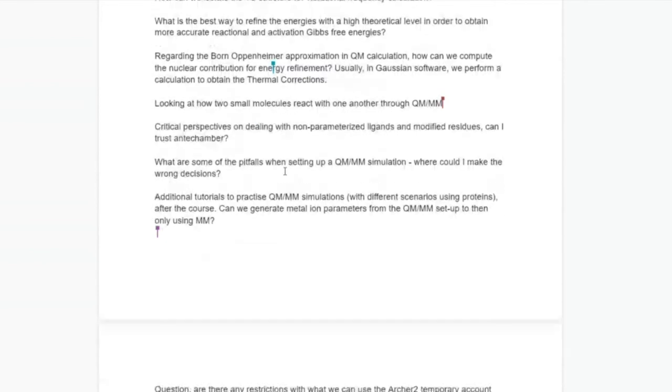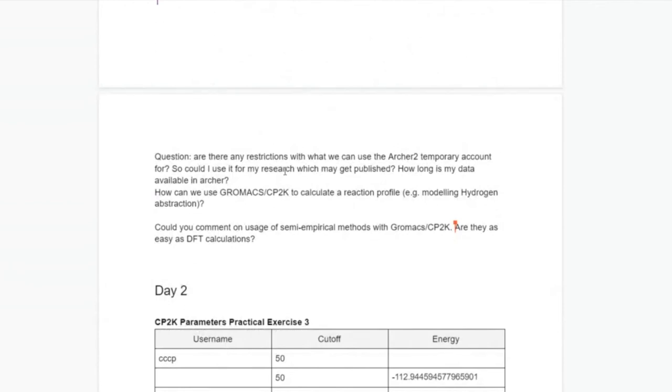The last question in the document is: could you comment on the usage of semi-empirical methods with the GROMACS+CP2K interface? Are they as easy as the DFT calculations?